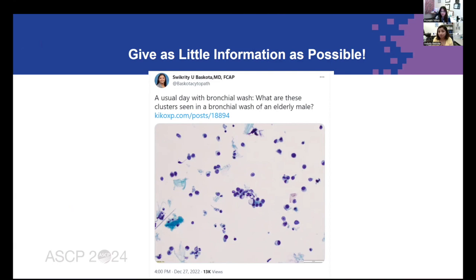Specifically, you need to be careful if you are trying to post about a very rare diagnosis. Try to wait until at least weeks or even months before posting it on social media. And there are various ways you can embed a whole slide image into your tweet. In this particular tweet, I used another platform called Kiko, by which I was able to embed the whole slide image into this tweet.